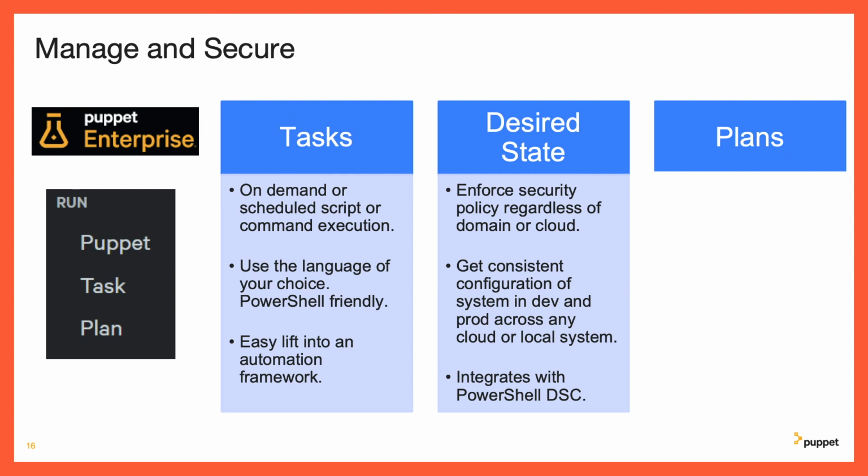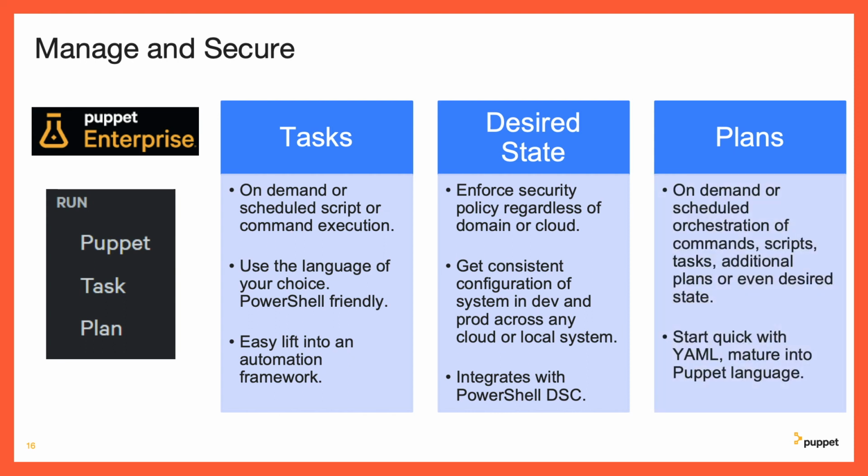Desired state, this is where we're looking for our enforcement of policy. So we want to get consistent configuration and keep it compliant. Anything that falls in that description for you would go into desired state, along with integration into PowerShell DSC. So PowerShell DSC is its own desired state language. Puppet has an integration into that, where it's essentially a one-to-one mapping to those resources that are available. But you have the value of being able to use our enterprise RBAC system, being able to pull in that data from Hiera and have all the reporting of changes taking place.